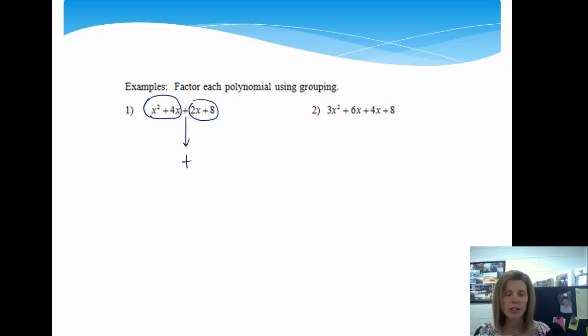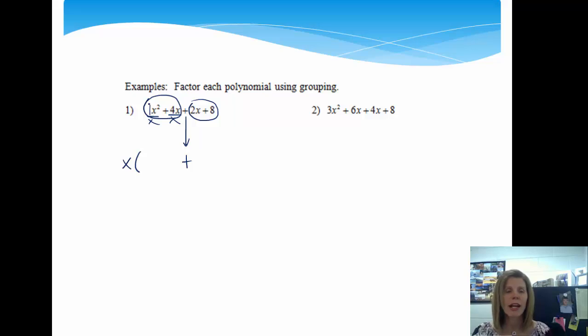I notice if I look at it, the only number, I'm going to put an invisible 1 here, that would go into 1 and 4 is 1, so we're just going to keep a 1. I'm not going to put a 1 out in front, because we don't have to write that. But then I notice they do both have an x. I have an x to the second and an x to the first, and the smaller of the 2 is just x to the first or just x. So I'm going to put x, put a parenthesis, just like we're used to, put an x underneath each part.